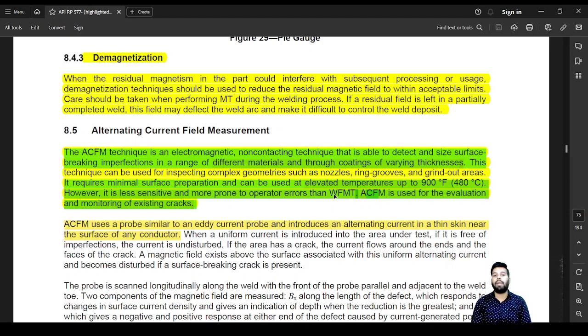Care should be taken when performing MT during the welding process. If the residual magnetic field is left in the partially completed weldment, this may deflect the welding arc. This is known as arc blow, and it could make it difficult to control the weld deposit.